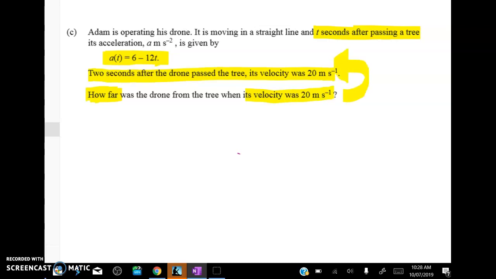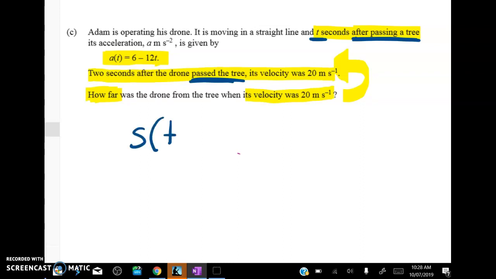The key thing in here is that time is defined as how many seconds after passing a tree. So when we're asked about the stuff down here, it's all defined in the time since the drone passed the tree. Now, a quick refresher on how kinematics problems work. If you're watching this video as soon as I've made it and you're in my level 2 class this year, we actually haven't done this yet, but you'll get the idea pretty quickly.